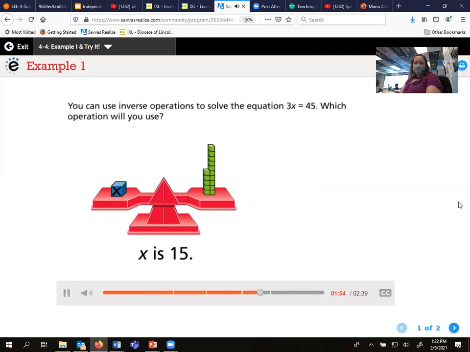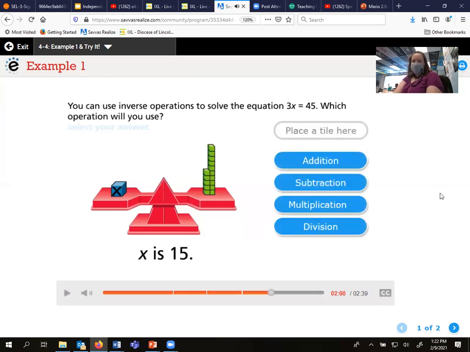You can use inverse operations to solve the equation 3x equals 45. Which operation will you use? Okay, so select your answer. Yesterday we did the inverse of adding or subtracting to solve an equation. We can also use the inverse of multiplication or division to solve equations. And inverse means opposite. So what are we going to use to solve this, Axton?